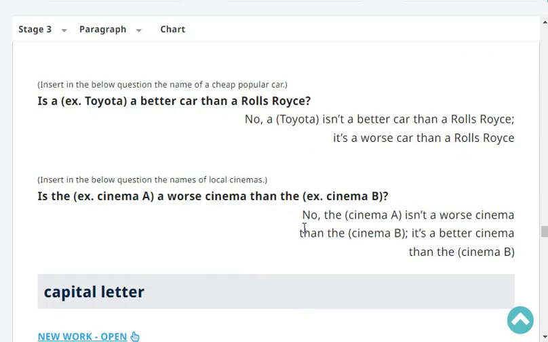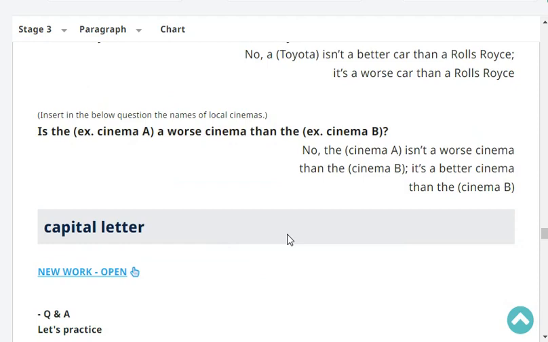Is a Toyota a better car than a Rolls Royce? Yes or no? Yes. A Toyota is a better car than a Rolls Royce. Is Cinema A a worse cinema than Cinema B? No, Cinema A isn't a worse cinema than Cinema B. It's a better cinema than Cinema B.